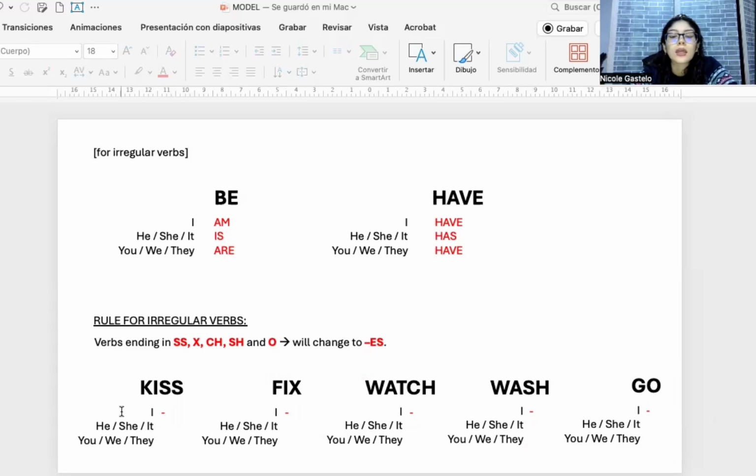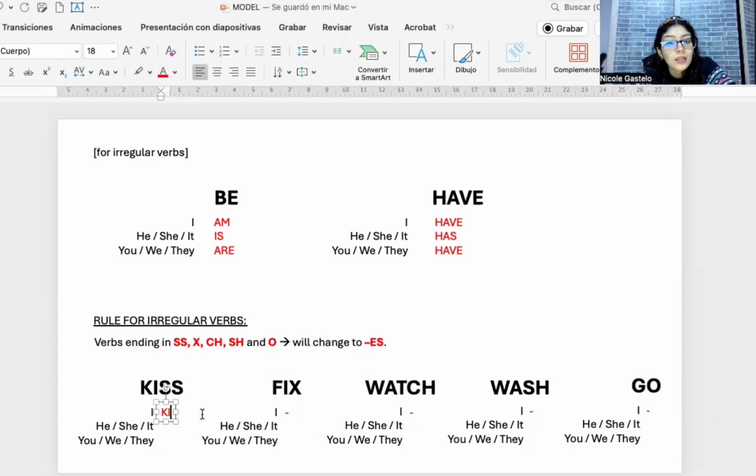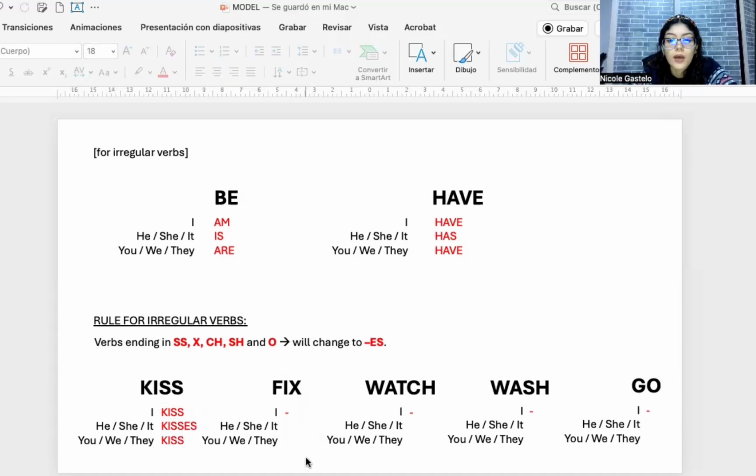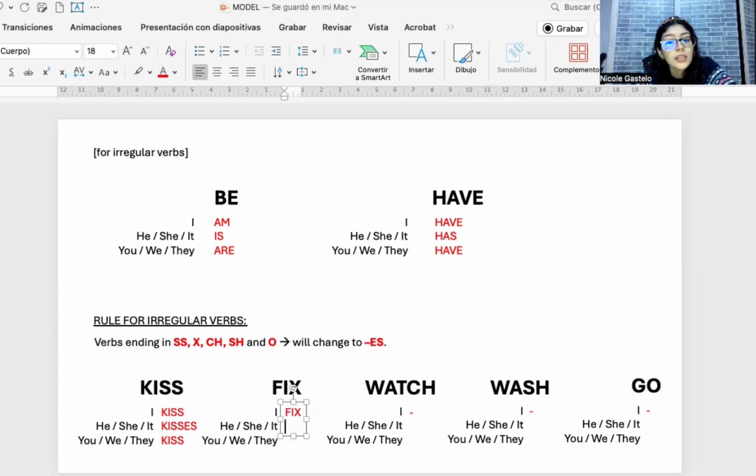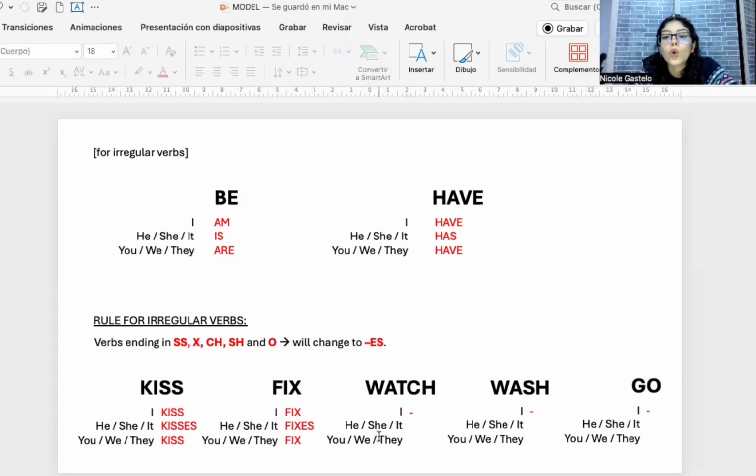The first verb will be kiss. Kiss. Dar un beso. Besar. I kiss. He, she, it kisses. You, we, they kiss. The next verb, fix. Arreglar, reparar. I fix. He, she, it fixes. You, we, they fix.